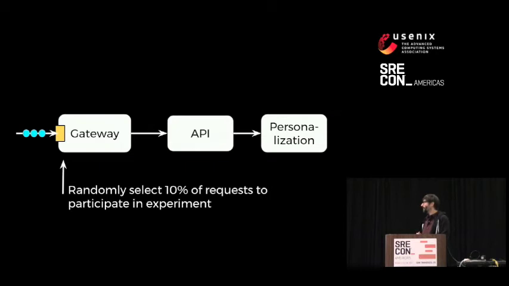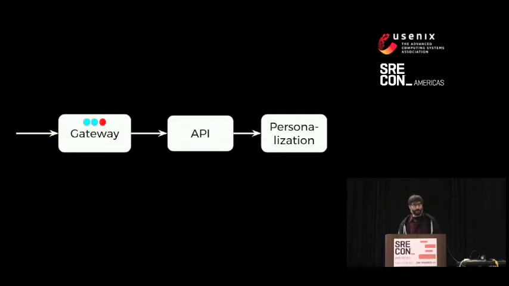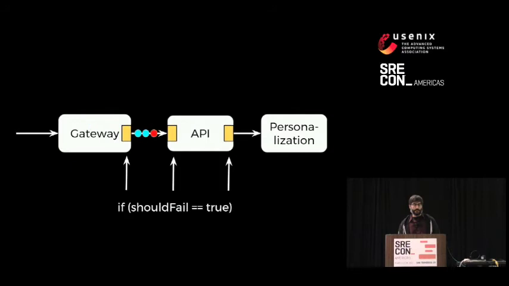Yesterday, Colton spoke about Fit, which is a tool that he originally wrote that allows us to do this. We can say at the gateway, randomly select about 10% of the requests, or on a sliding scale, to participate in this experiment. On the left, you've got some blue dots representing requests coming into the gateway, and 10% of them get tagged. So we're actually injecting into the request header some additional context.